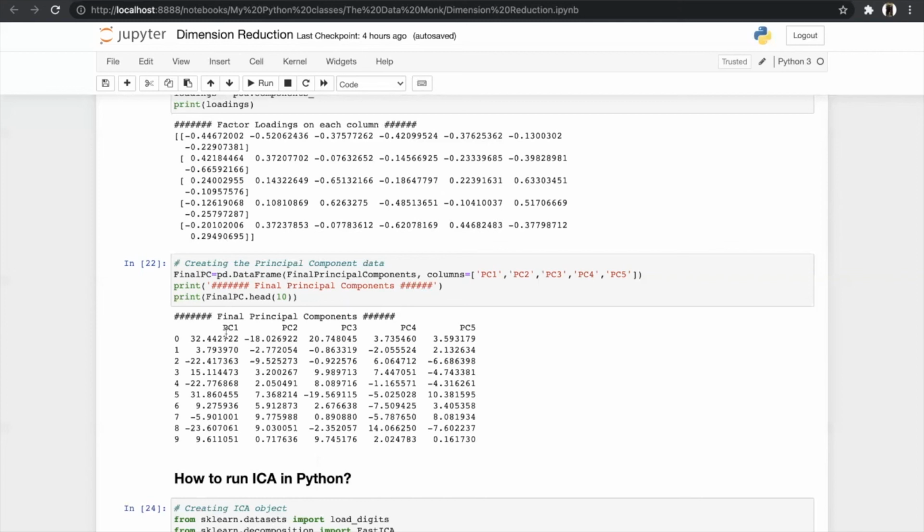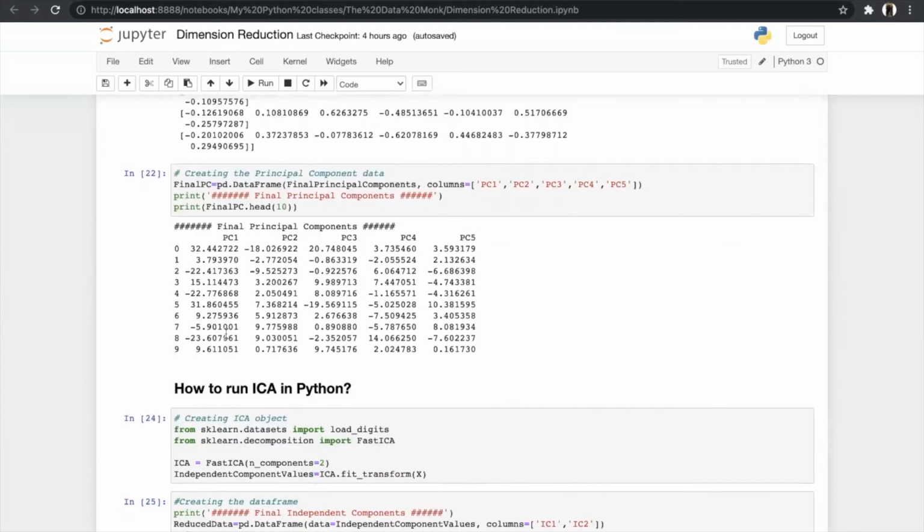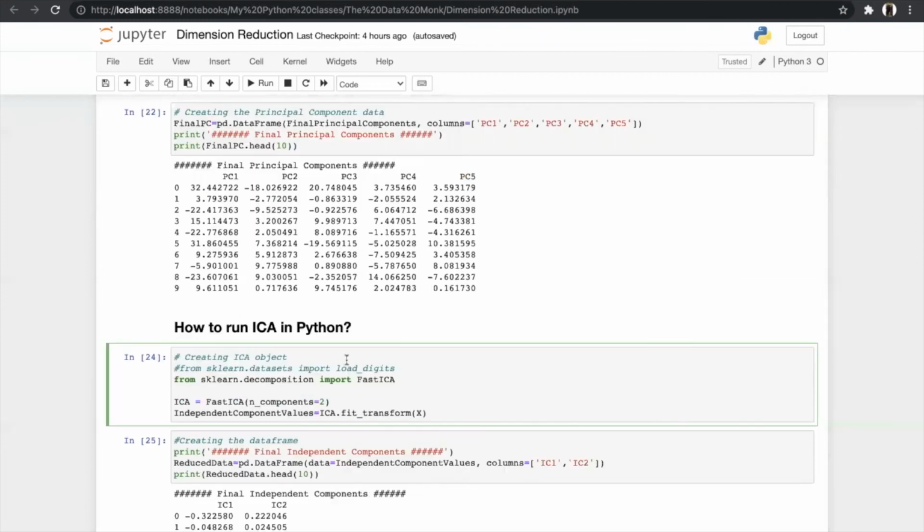Then after seeing the code for the PCA, we will see how to run ICA in Python. To run ICA in Python, we have to import one library, which is FastICA from sklearn.decomposition. After importing the library, we will build our model: ICA equals FastICA, where n_components is 2. In n_components, we can give 3 or 4, depending on how many final independent components we want.